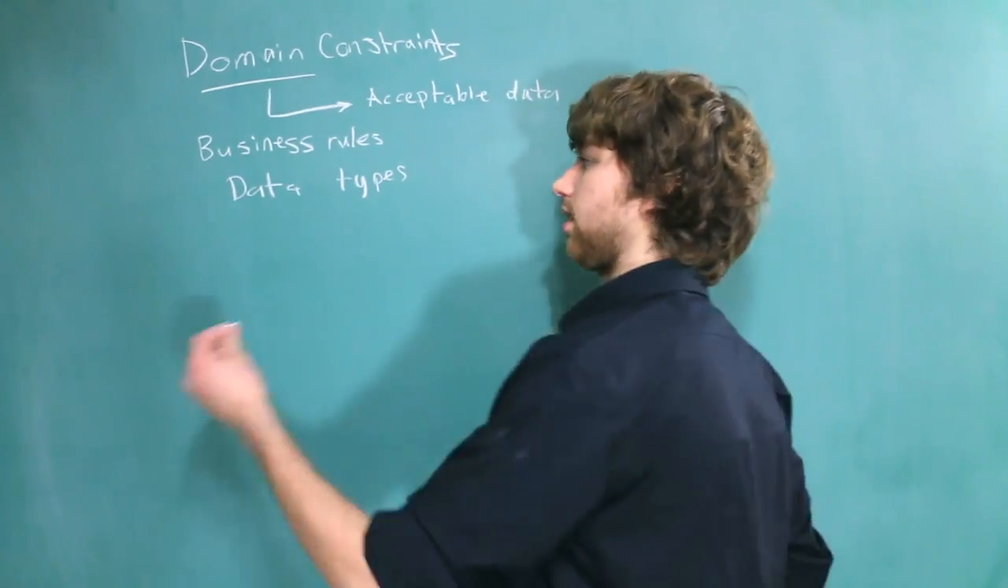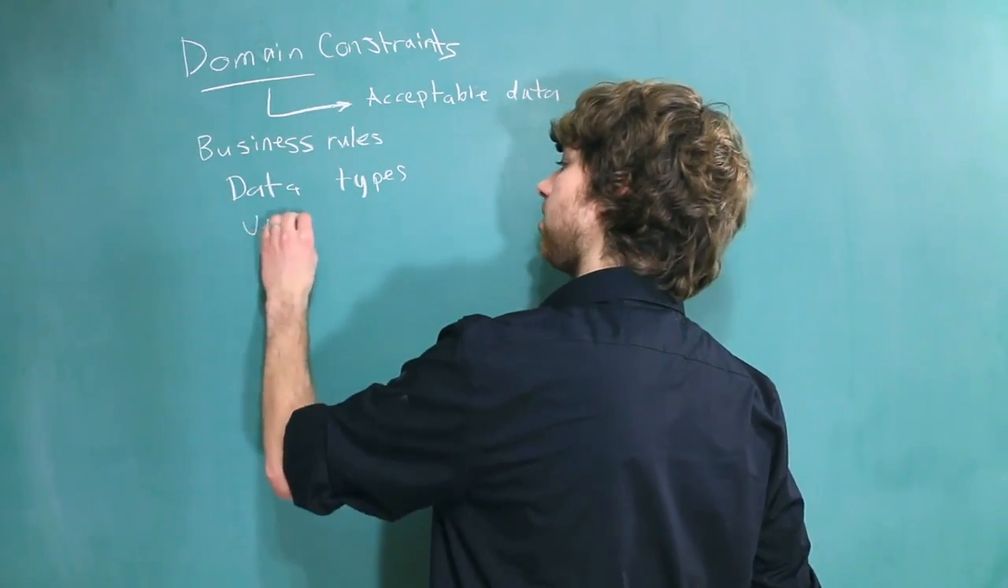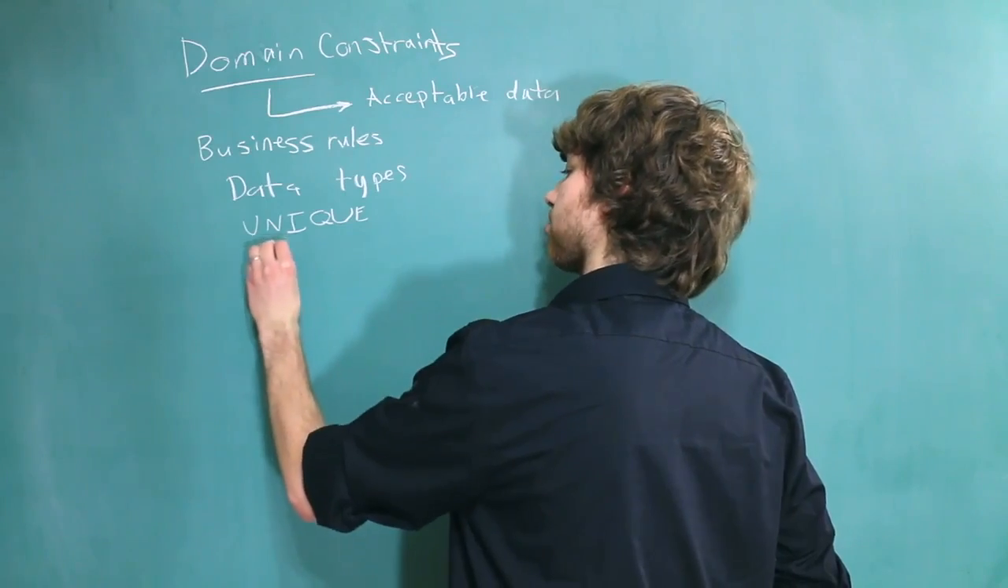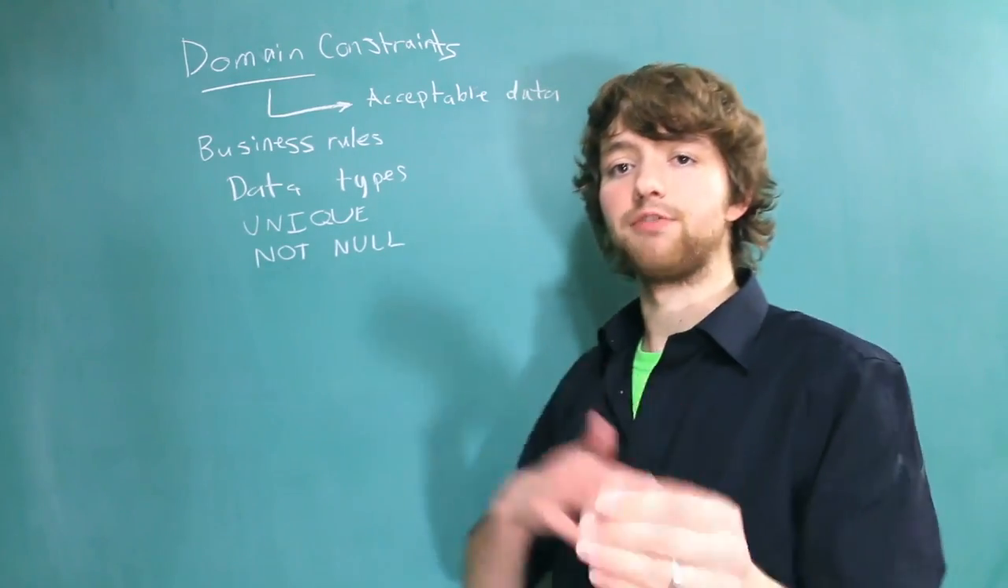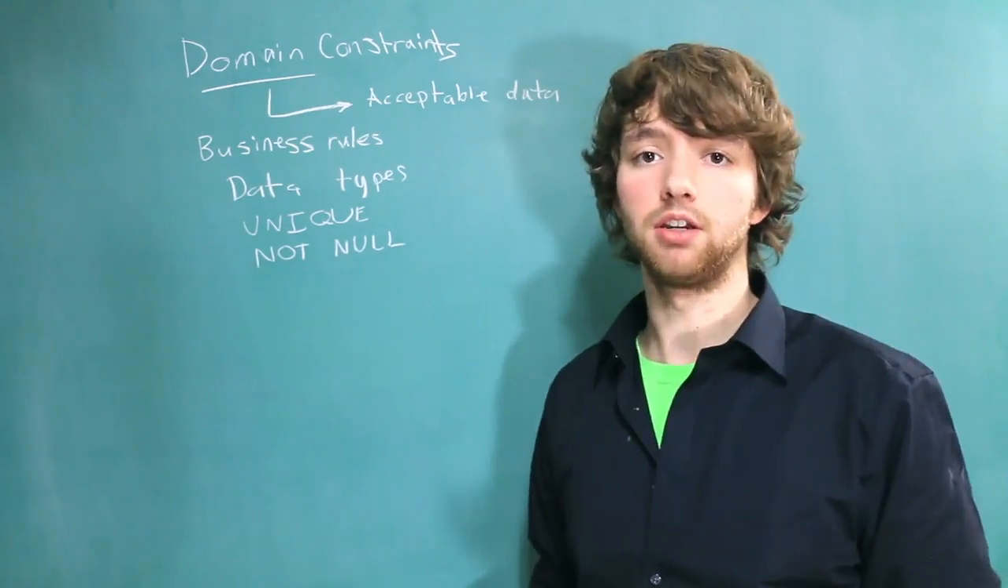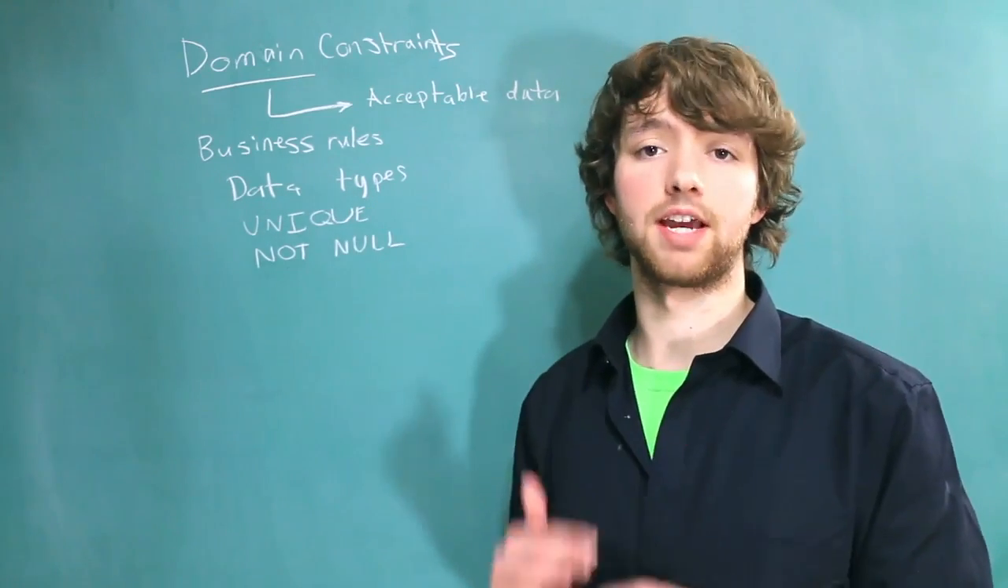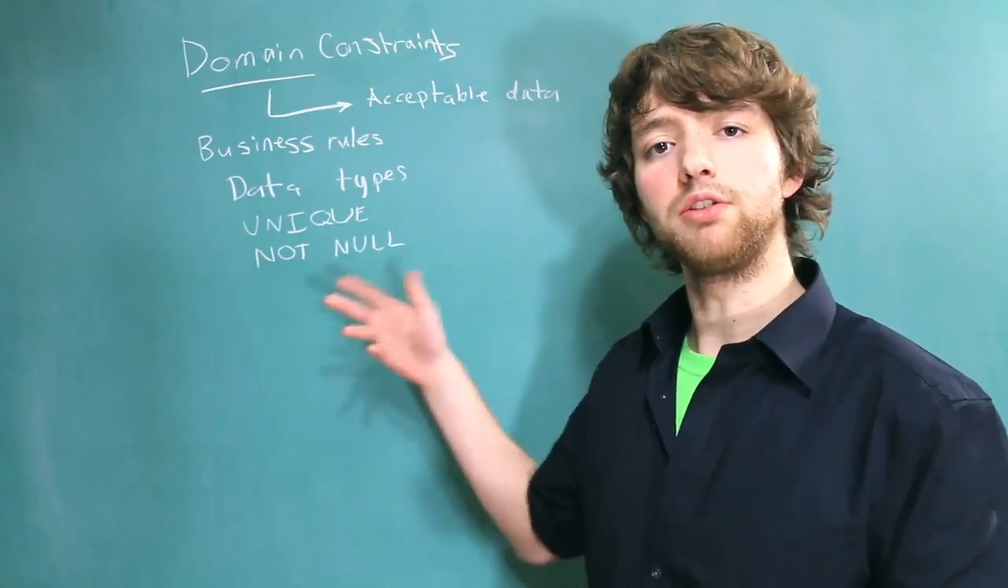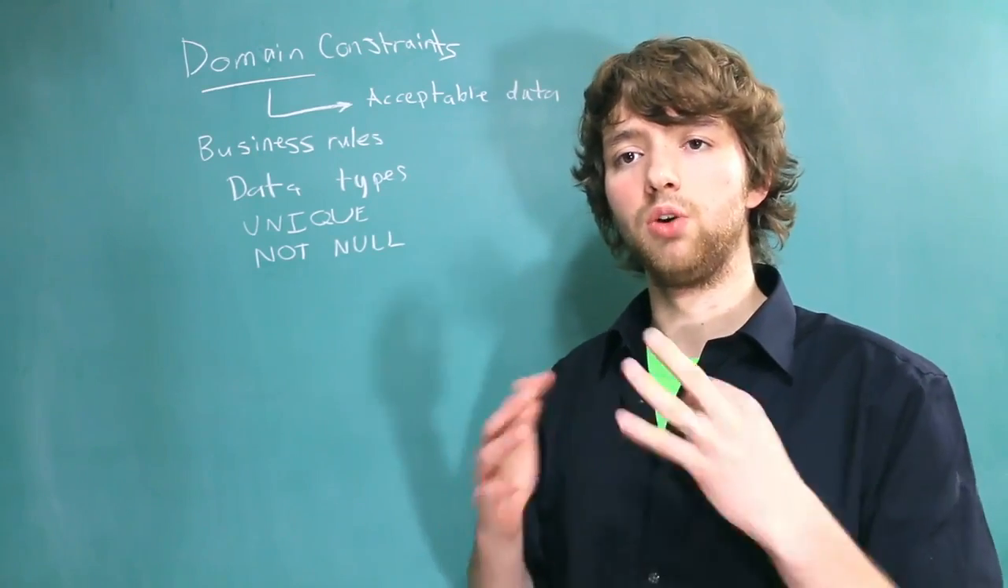The other way is using constraints. So we could say the unique constraint and the not null constraint. Unique is going to force every single value for a column to be unique. Not null is going to say every single row has to have a value for that column. So we can use these to be a little bit more strict on what's allowed.